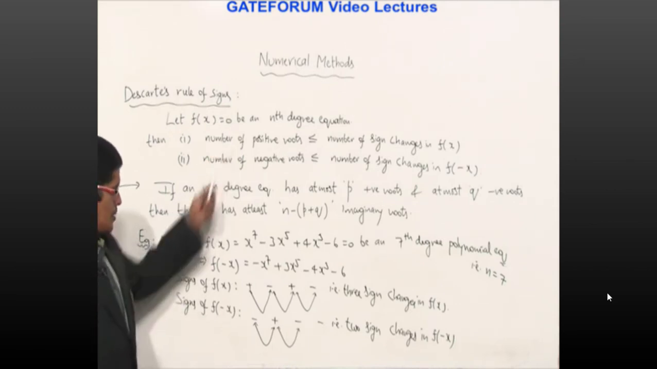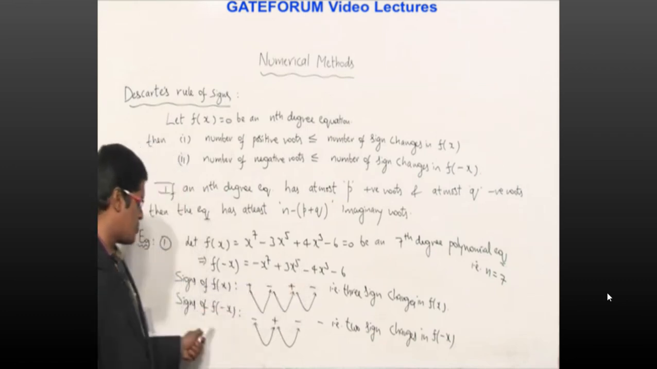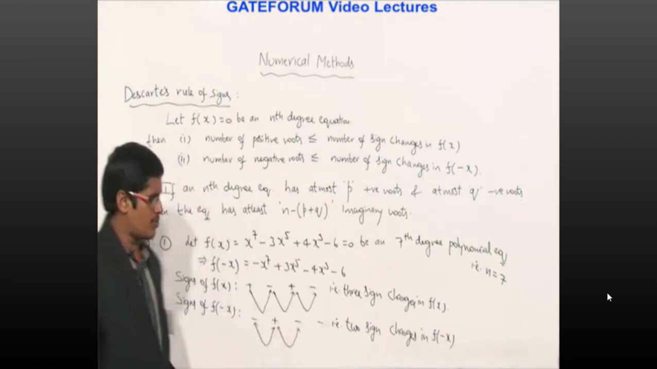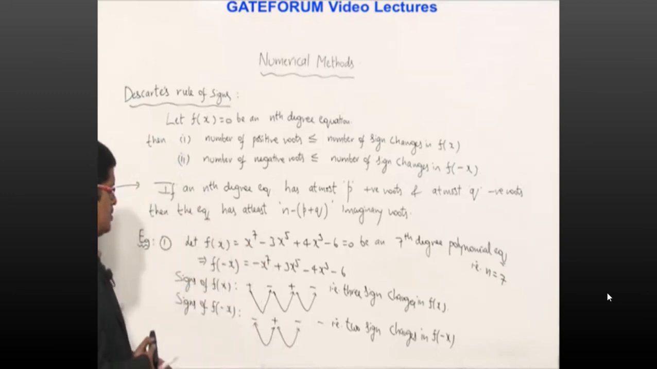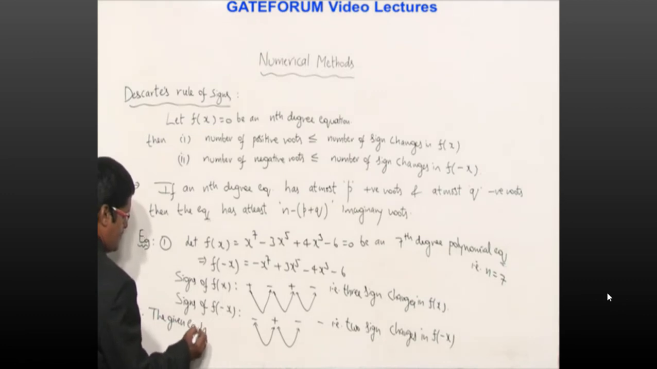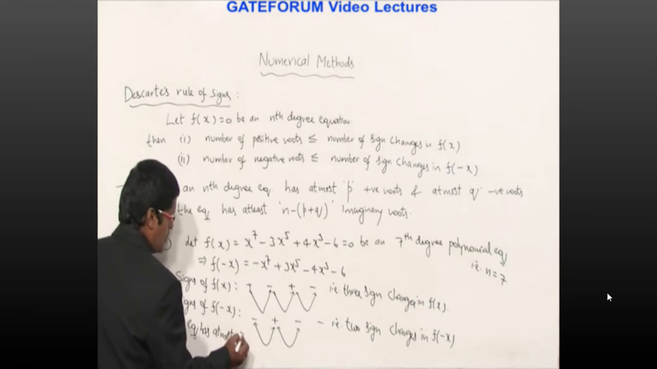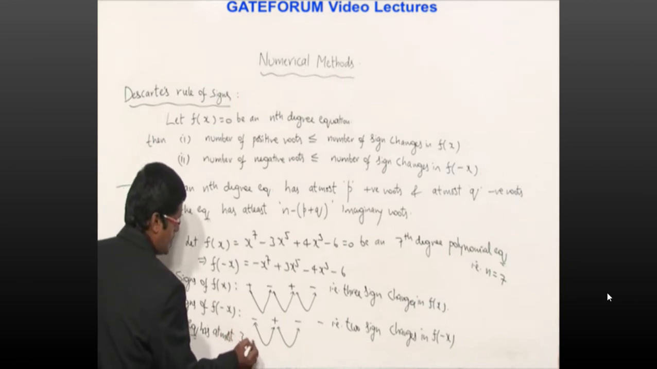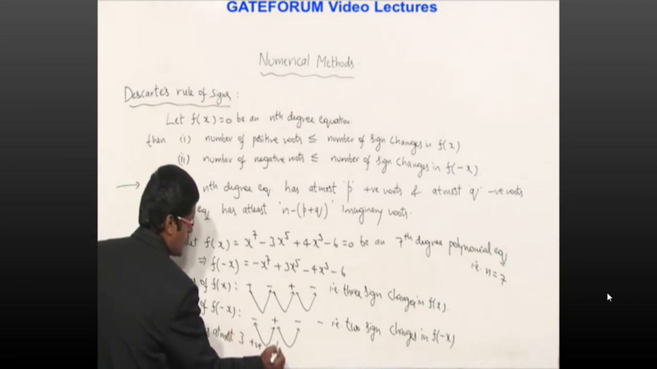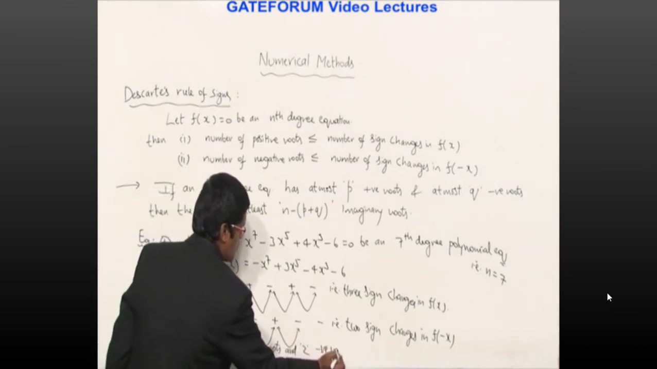Now, according to this statement, this equation has maximum 3 positive roots. Similarly, maximum 2 negative roots. N value 7th degree equation. So, therefore, the given equation has at most or at the most 3 positive real roots and 2 negative roots.